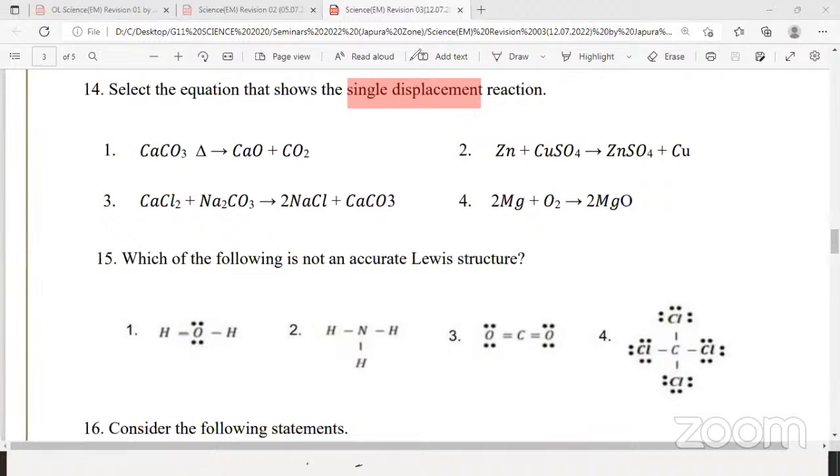Right, very good. All of you are correct. Zinc plus copper sulfate, the answer is the second one. So that is a single displacement reaction. Please write it down if you don't know. If you know this, no problem.